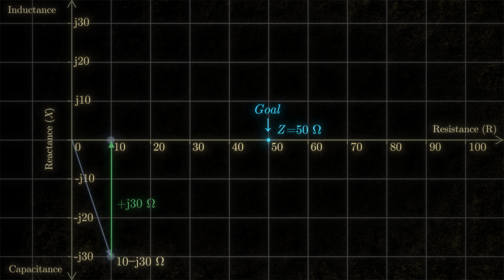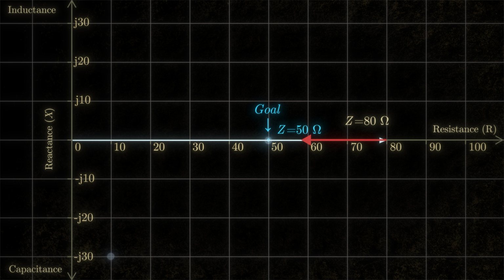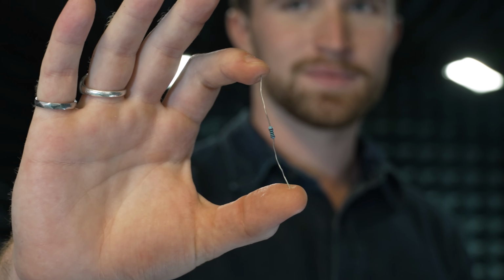So you might think just add 40 ohms of resistance, but a resistor loses power through heat. That's the very thing we're trying to stop. And what if the resistance were too high? You can't add a negative resistance in a passive system. So how do you match a resistance without a resistor?